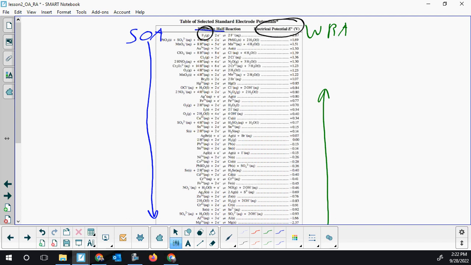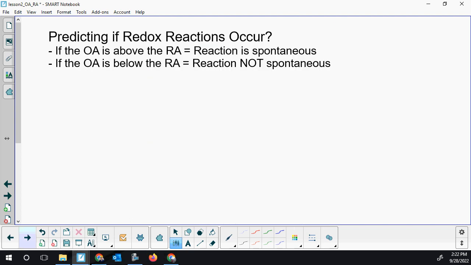We have to learn a lot of electrochem building block skills, and then we'll apply them to cells, voltaic cells and electrolytic cells. Well, this lesson started with predicting reactions. We're finally going to get there. We've got this strength table, and the position of the OA and the RA is going to tell us something. So, predicting if redox reactions occur.